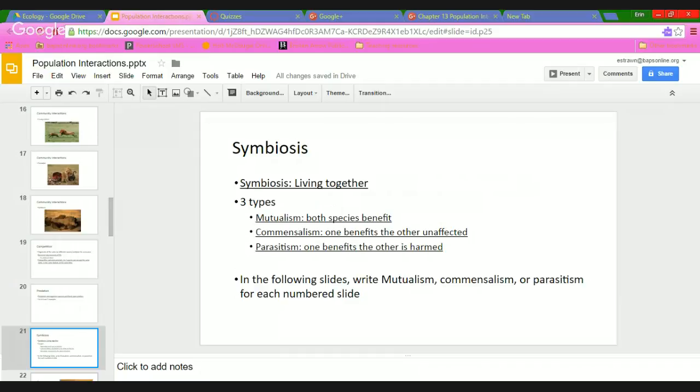There are three basic types. The first is mutualism, and this is when both species benefit from the arrangement. There is commensalism, where one benefits and the other is unaffected, and parasitism, where one benefits and the other is harmed. In your quiz, it isn't a quiz. For each of the following examples, I want you to type in which type of symbiosis you believe is occurring in the pictures.